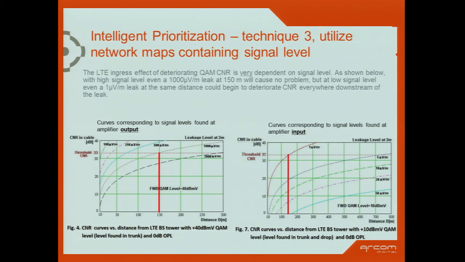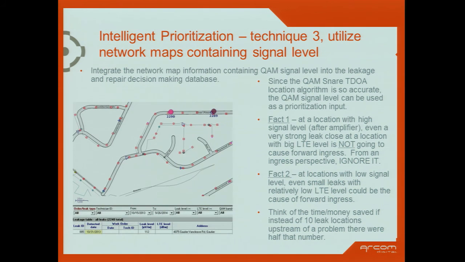Even 1,000 or 150 meters. However, even 1 microvolt at 150 meters, if you have a poor 10 dBmV at the input of the amplifier, has enough of an effect of causing, again, constellation fuzziness, degradation in MER and BER, but on all downstream subscribers. So even hundreds of feet away from the tower, a very small leak, if you have a poor signal, will be devastating.